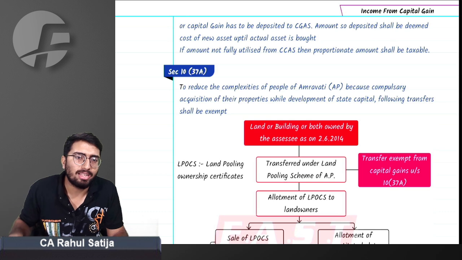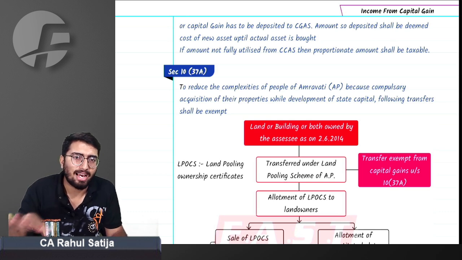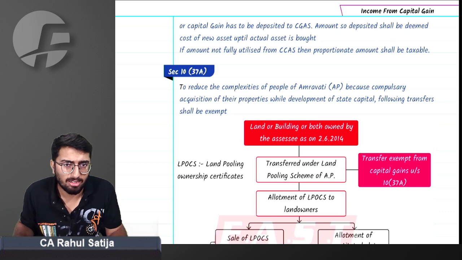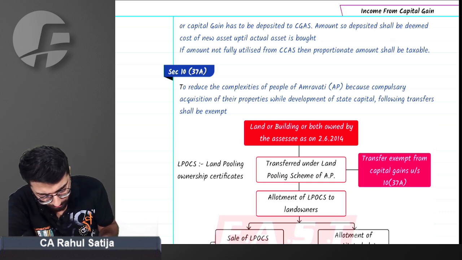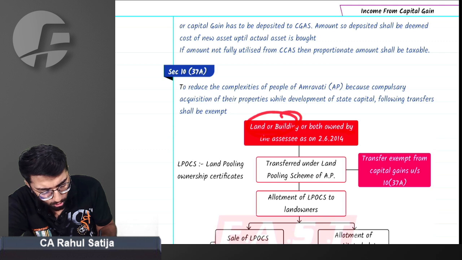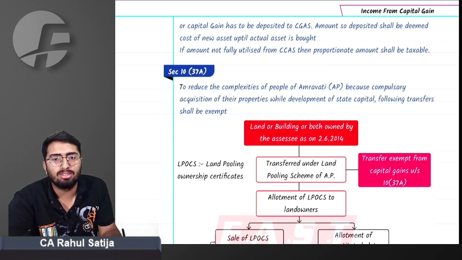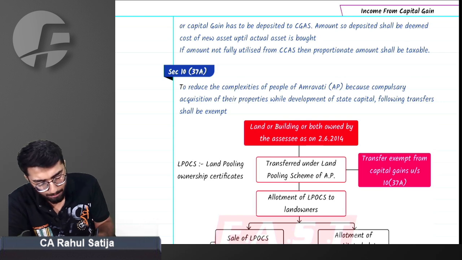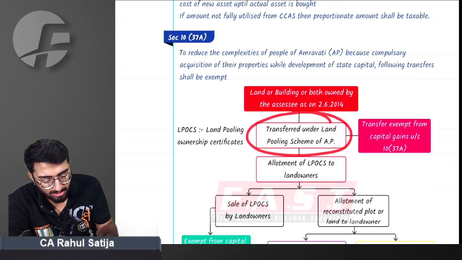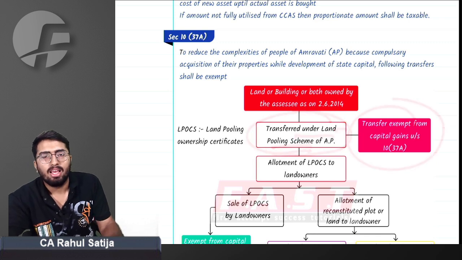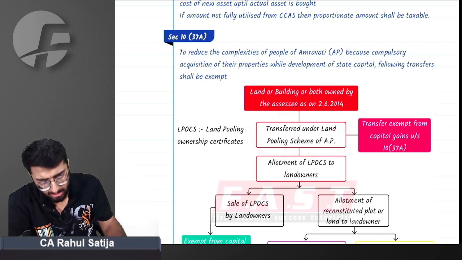So, to reduce any tax liabilities or tax burden to the people of Amravati, the following transfers will be exempt transfers. Just listen to what I am saying. Any land or building owned by SSC on or before 2nd June 2014, compulsorily acquired by the government under the land pooling scheme will be exempt transfer. Acquisition by the government will be exempt transfer.